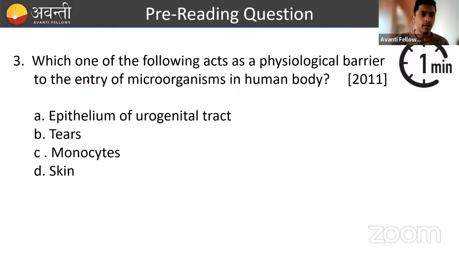Okay, next one. Which of the following acts as a physiological barrier to the entry of microorganisms in the human body? Your options are epithelium of urinogenital tract, tears, monocytes, skin. So we have our options now. Let me launch a poll. Okay, the poll should be live. Yes, you have a minute to answer this question. Let's make it quick, students. I would appreciate it if you do it within 30 seconds.